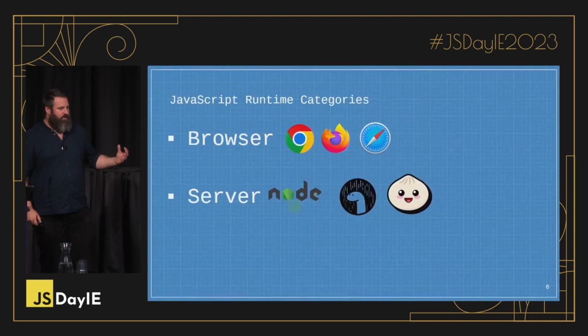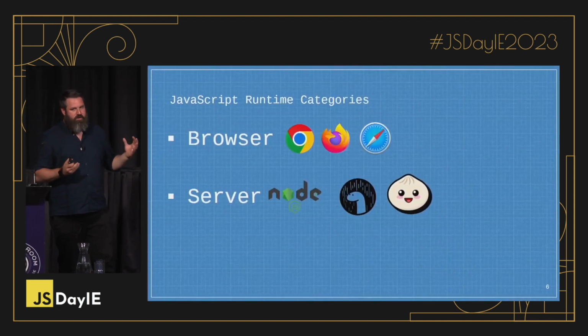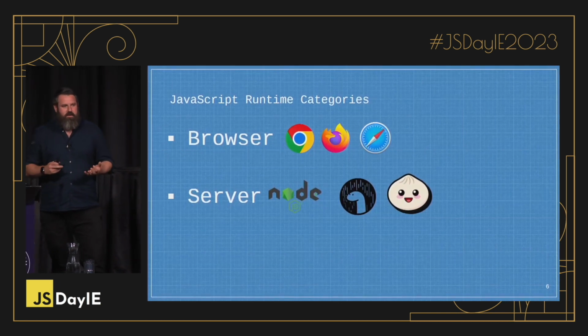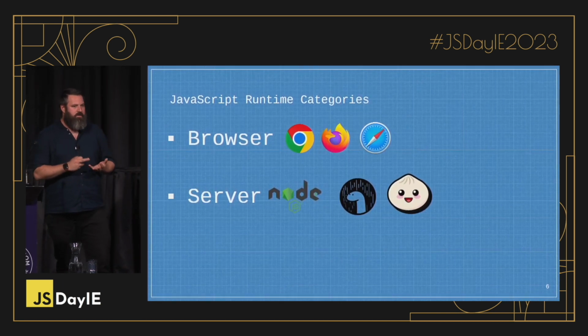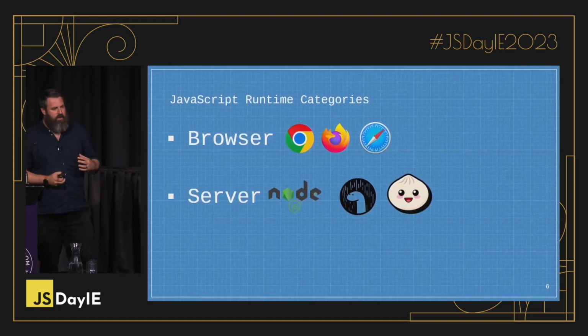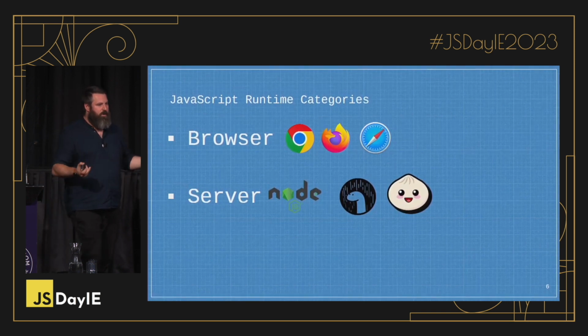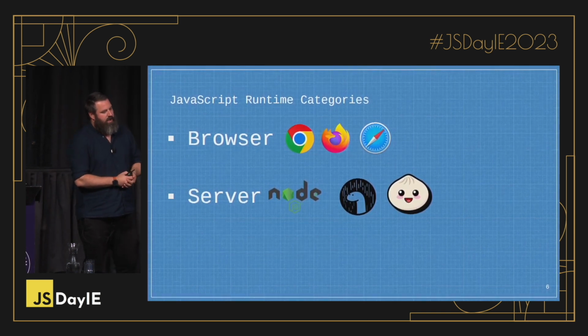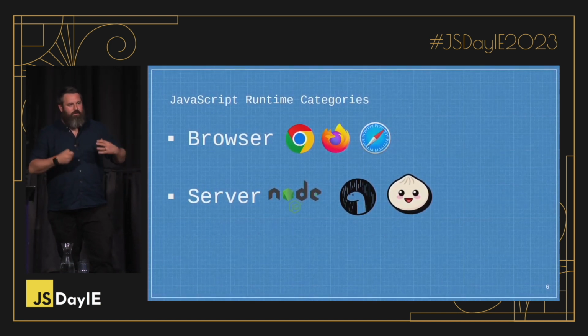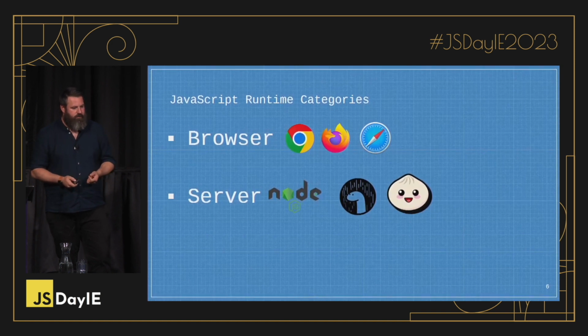So when we think about JavaScript runtimes, we can break them down into two specific categories. We have our browser-based runtimes, the things powering the likes of Chrome, Firefox, Safari. And then we also have the server-side runtimes, powering the likes of Node, Deno, and obviously BUN that we're here to talk about today. We have these two different categories of runtimes, but what does a runtime actually mean? What is it built up of, what are the inner components?